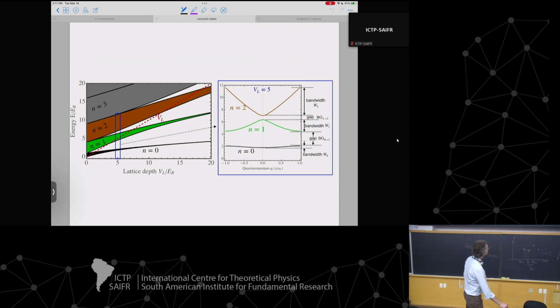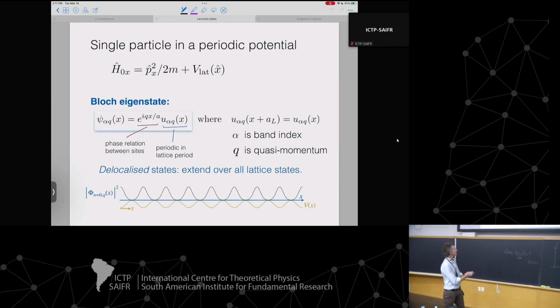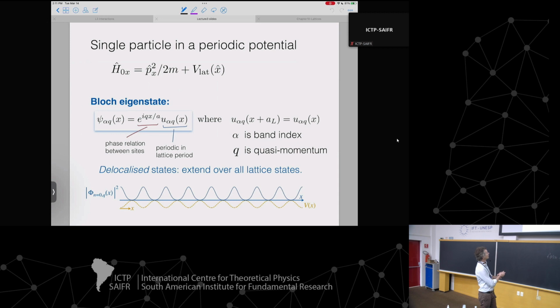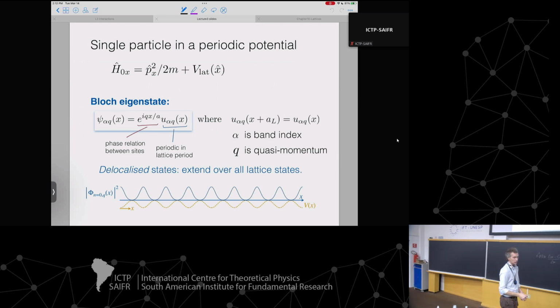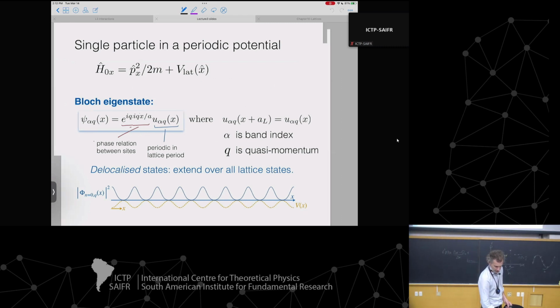Oh yeah, we have a Zoom delay here. Okay. The Bloch states are delocalized. So the wave functions exist across every lattice site. They extend over all space in an infinite lattice. And you can write them in terms of a plane-wave-like phase factor characterized by q, the quasi-momentum, times a periodic function, u. And so we talked about how to solve that.